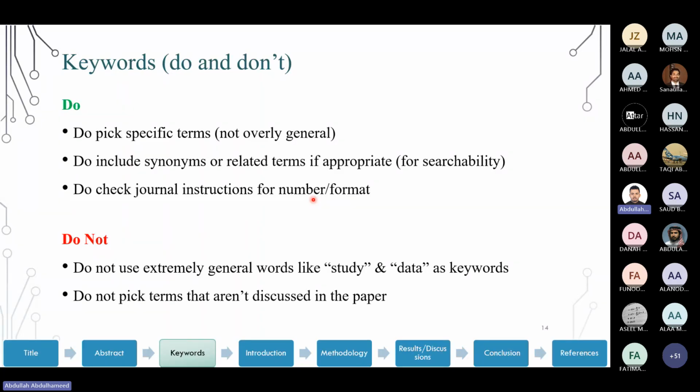Do include, okay, so this is a very important point here. Sometimes we might have a word and also another word with the same meaning. In this case, you put one of these words in the title and another one in the keywords. I will give you an example.